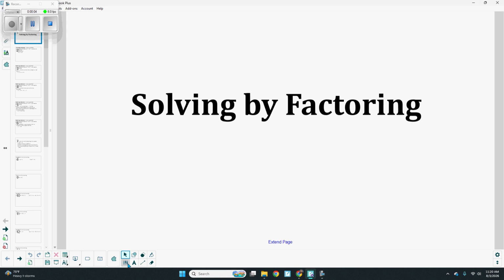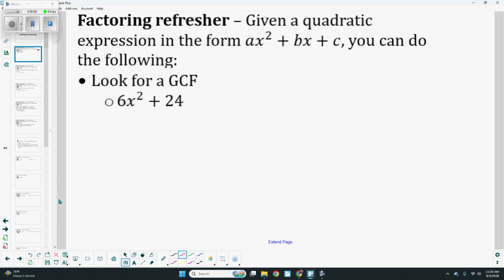Continuing to solve our quadratic equations, and today we're going to solve by factoring. So a little refresher on factoring. Our quadratic expressions are usually in the form ax squared plus bx plus c, right? So we have the a in front of the x squared, the b in front of the x, and the c is the constant. So the first thing we could do is look to factor out a GCF, right? Greatest common factor. So anything that goes into both of these terms.